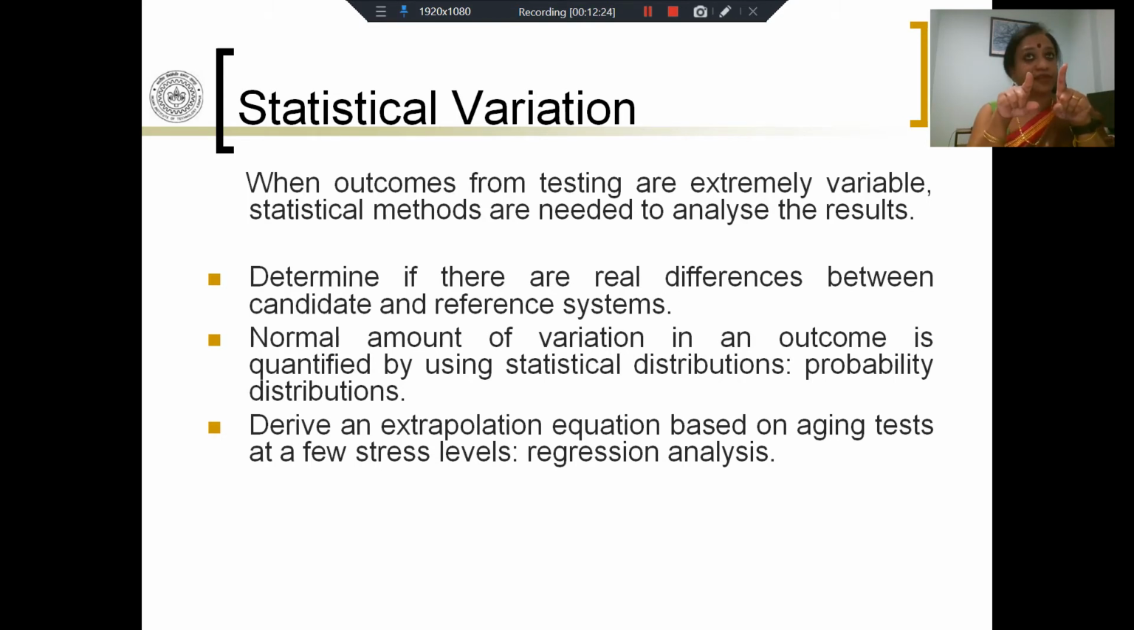So you have to have a reference system, you have to have a candidate system, and then you have to have a large number of data for both of them. And then you have to use statistical methods to determine if there are real differences between the candidate system and reference system. So let's say your candidate system is a novel insulating material. Let's say it's a nanodielectric. We haven't talked about what nanodielectrics are. Let's say it's a new class of material.